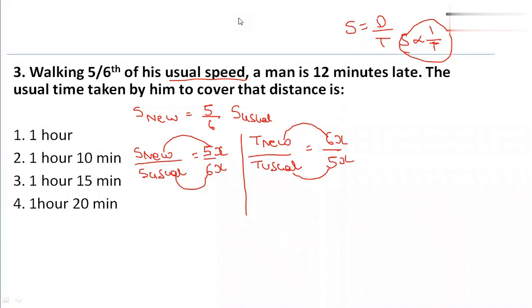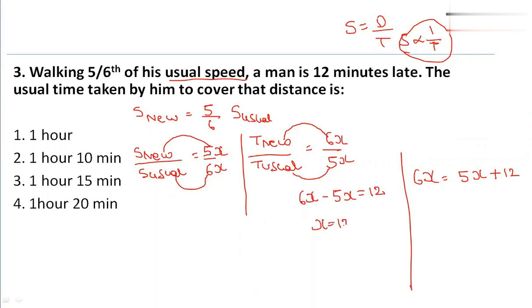So we can't write 6x plus 12. It is 6x equal to 5x plus 12 that you can write. Otherwise, the difference between new time and usual time equal to 12. You can write like this, or otherwise that new time 6x equal to 12 minutes extra. Actually, usual time is this. Than the usual time, 12 minutes extra means you can write it as 5x plus 12. So if that is the case, we can write like this. Done. So x is equal to how much? x is equal to 12.